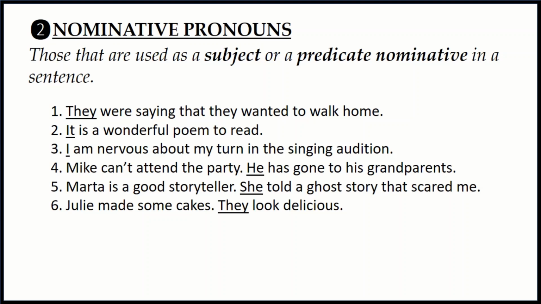It is a wonderful poem to read. So it is a subject. But if you look at number 4, the sentence is, Mike can't attend the party. He has gone to his grandparents. This is actually a predicate nominative. Predicate nominatives are pronouns which function as a reference to the subject in the previous or earlier sentence. So over here, he is a reference to Mike.